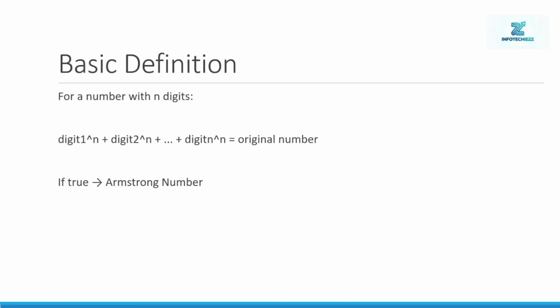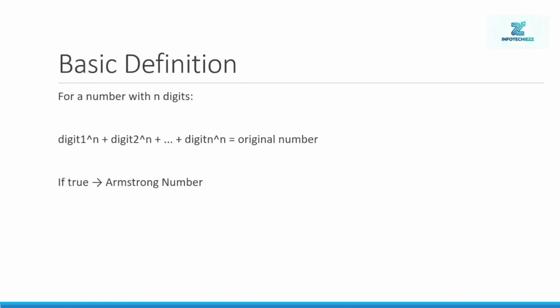So if a number has n digits, then our formula will be: digit to the power n, plus digit to the power n, and so on up to the nth digit. And if that is equal to our original number, then that is true, and that is our Armstrong number. So this formula is simple, but it is very important for finding an Armstrong number.